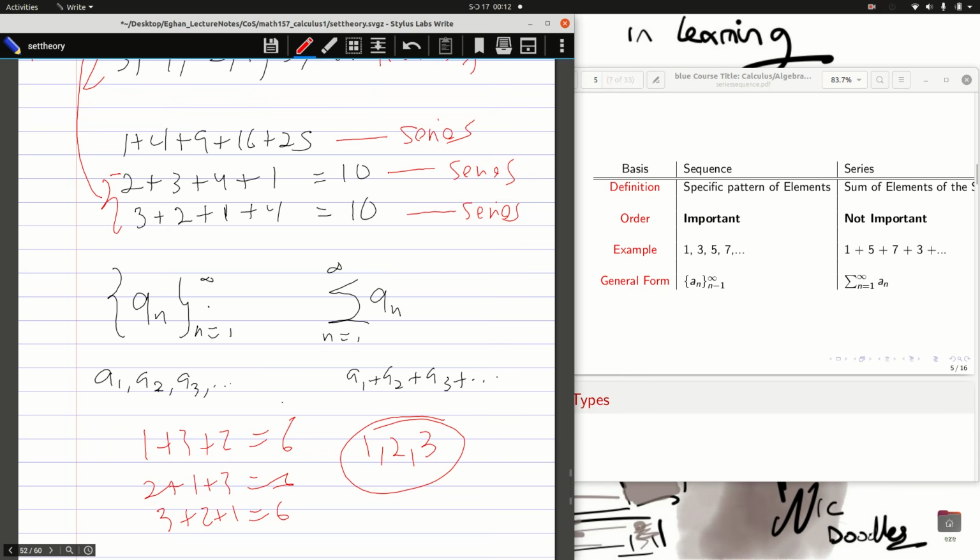The order is important for sequence, the order is not important for series. In a general form, you want to write it as this to tell me that it is a series. Anywhere I see summation, I know I'm summing up. The first one is sequence, the second one is series, because I see a summation sign there. And that is as simple as that.